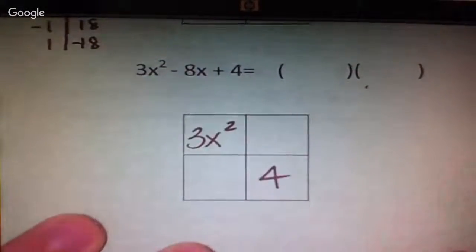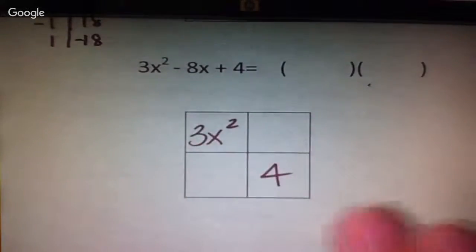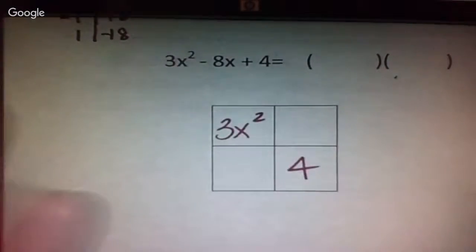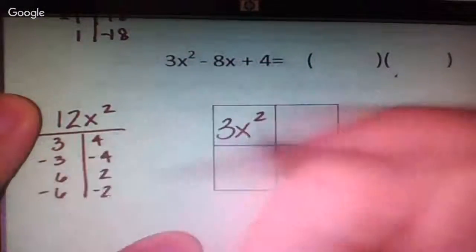Okay, I'm going to assume at this point that you're all ready to go since there's so much conversation happening right now. All right, so we did 3x squared and 4, and you guys told me already that this is positive 12x squared. So we talked about you could have positive 3, positive 4, negative 3, negative 4. What else are factors? 6 and 2. 6 and 2. Negative 6 and negative 2.